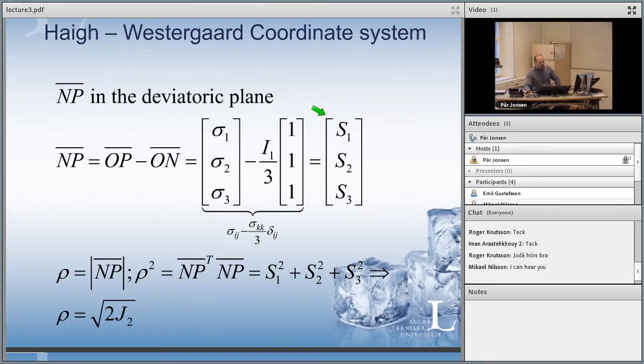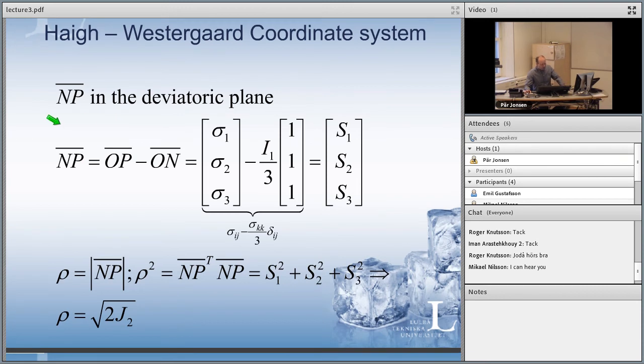And if you want to find the point NP here, you just take OP minus ON, looking like this, and maybe you recognize it. It's the principal stresses minus the trace of the stress tensor. That will give you the deviatoric part. So you will have a deviatoric plane in stress space.